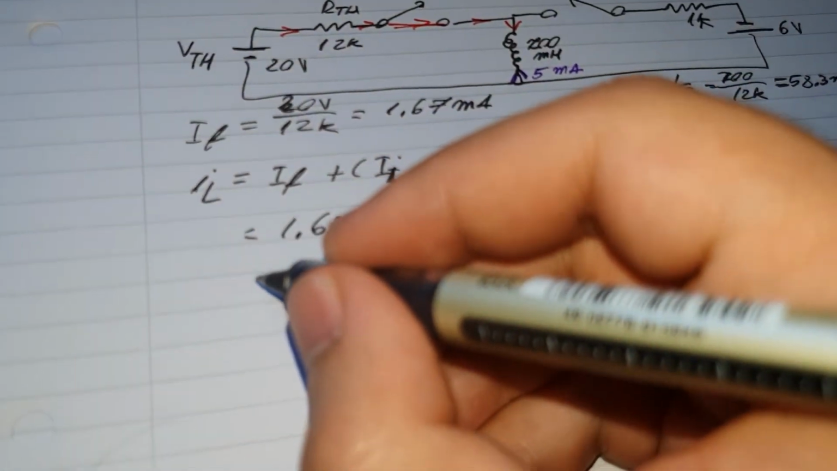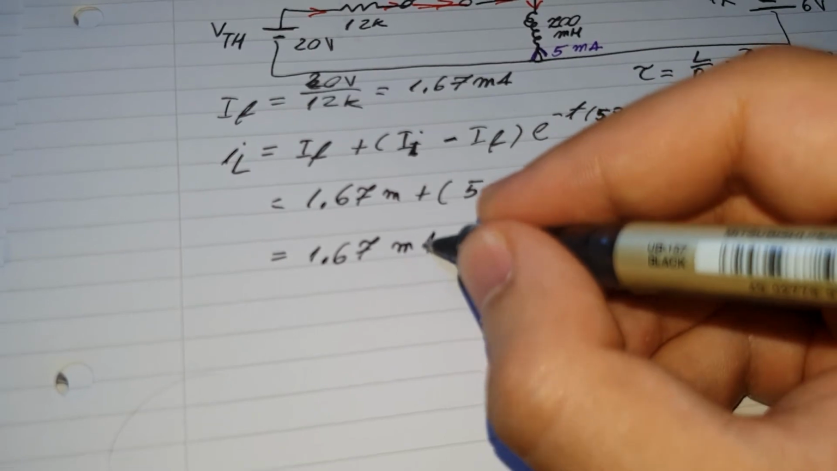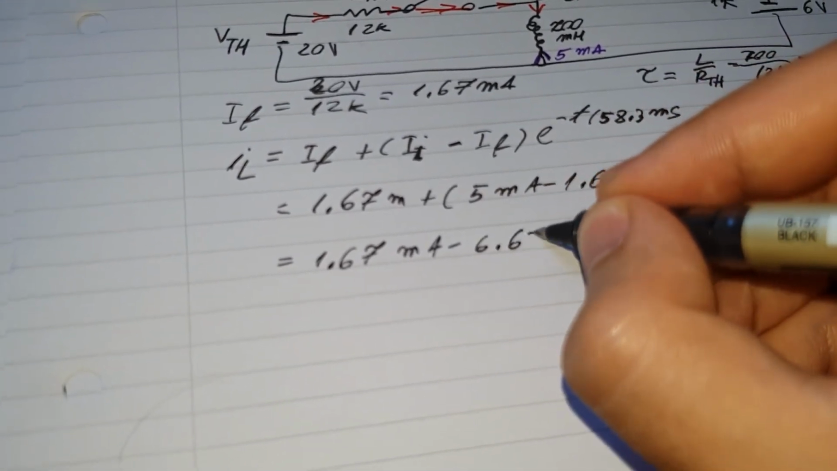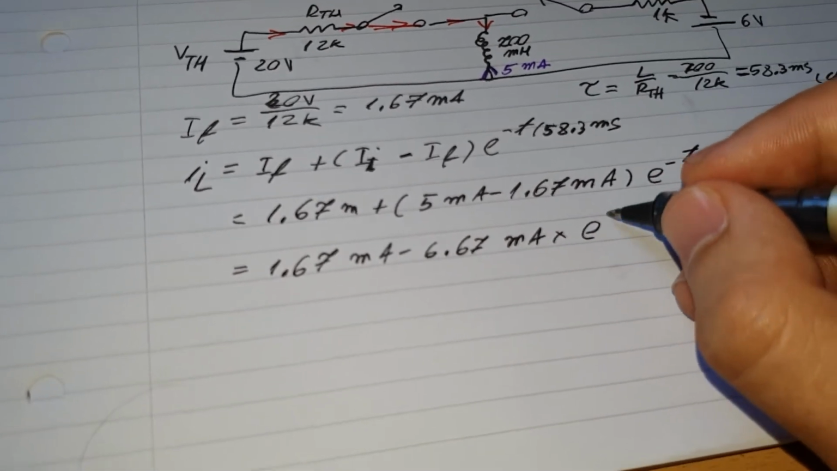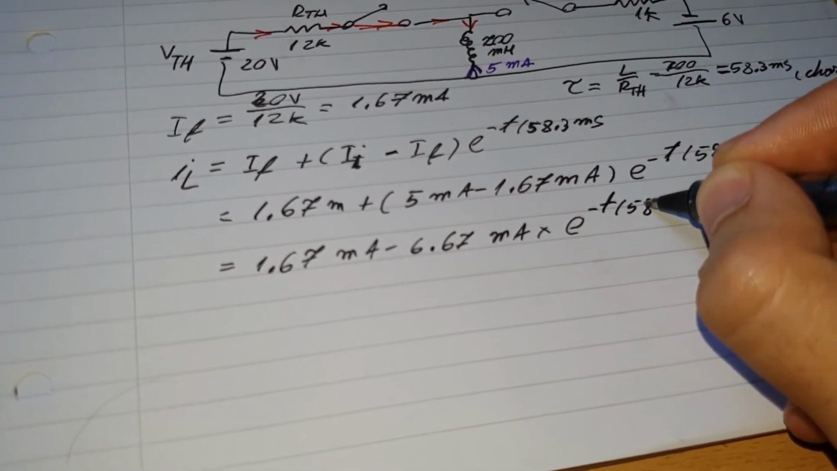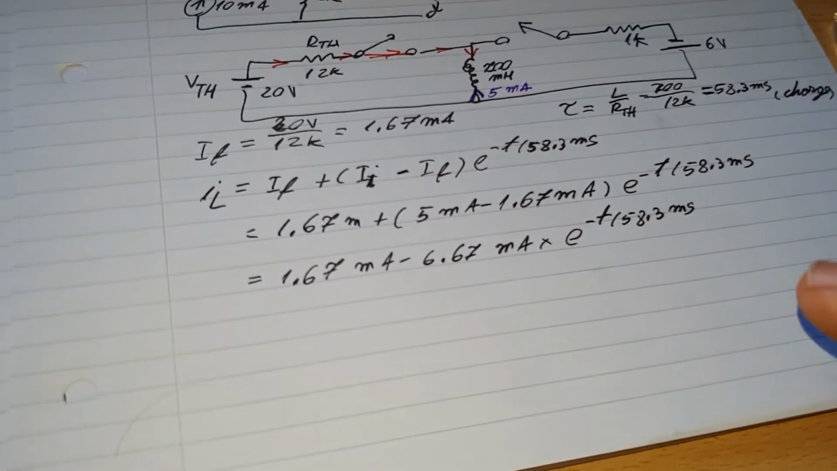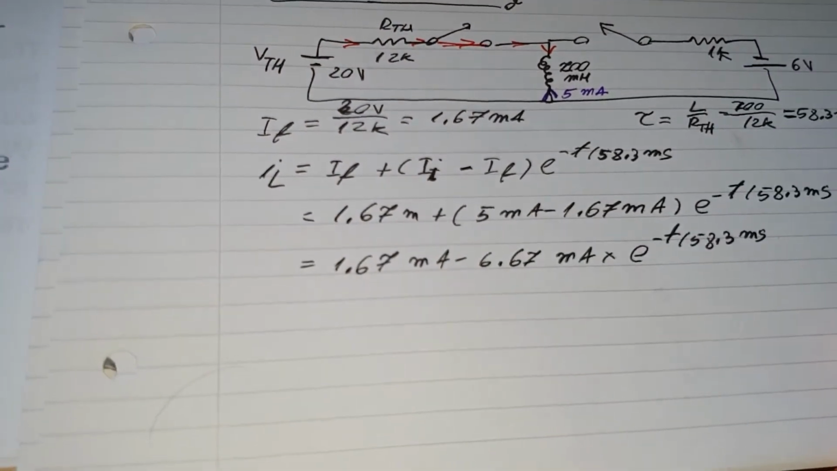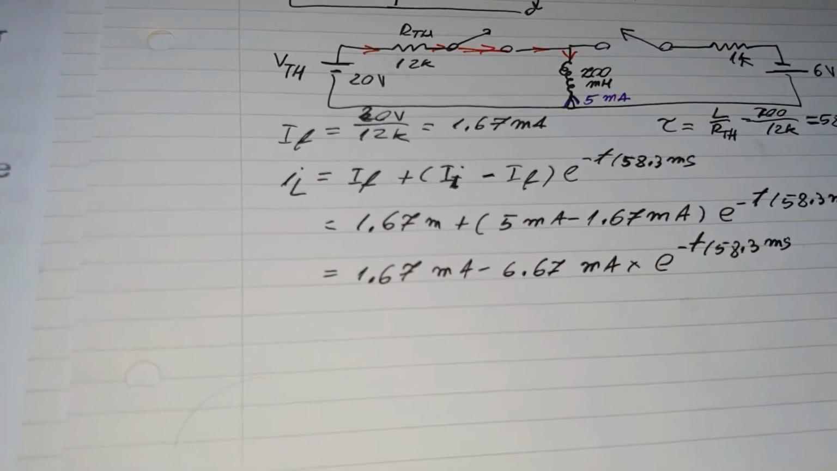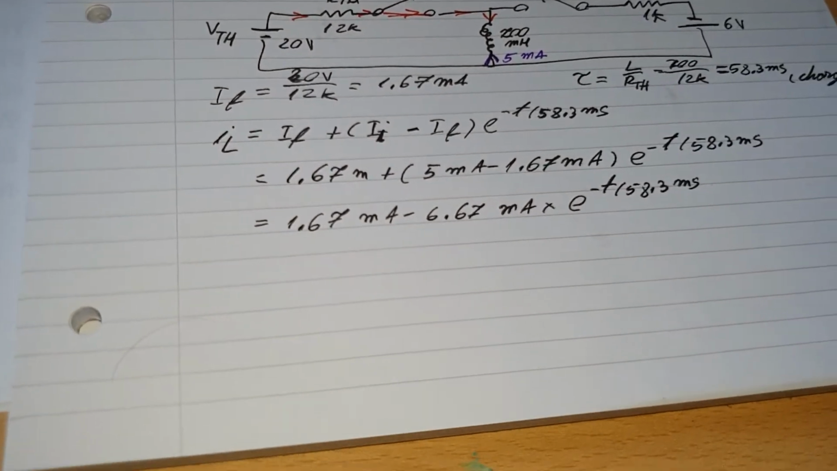We can even simplify it further, which will be equal to 1.67 milliamps minus 6.67 milliamps times the exponential of time, e to the minus t divided by 58.3 milliseconds. There you go. So now we determined the current value inside B as well, which will be this value here. This will become a lot clearer when you see the graph, really. But anyway, let's keep going.